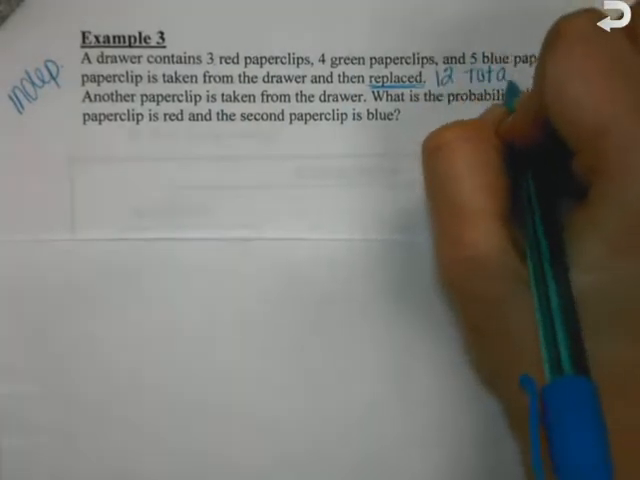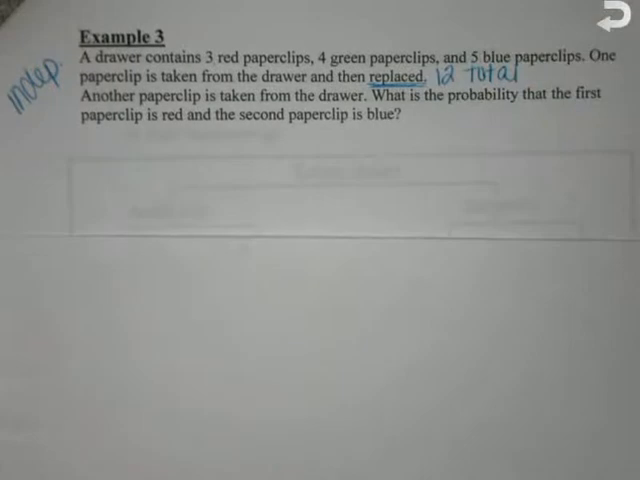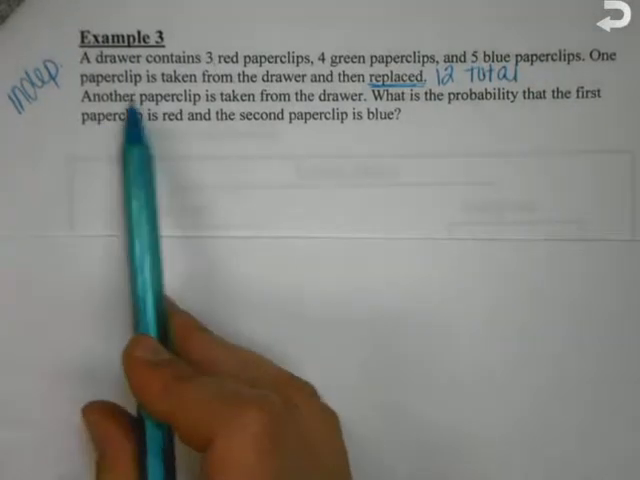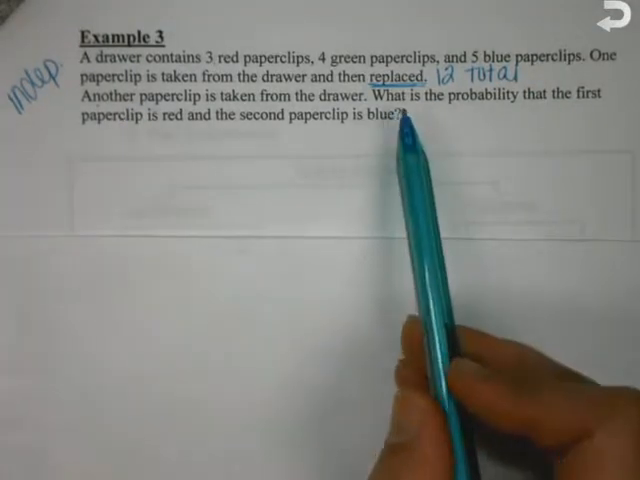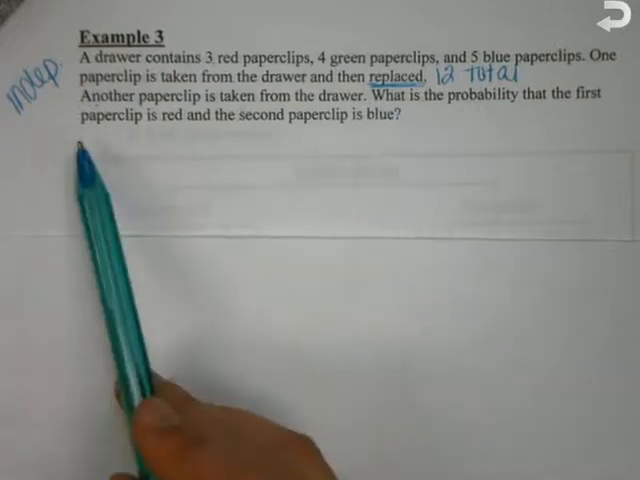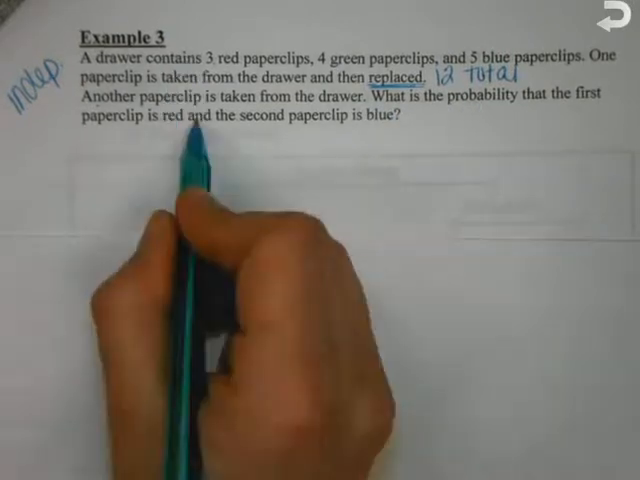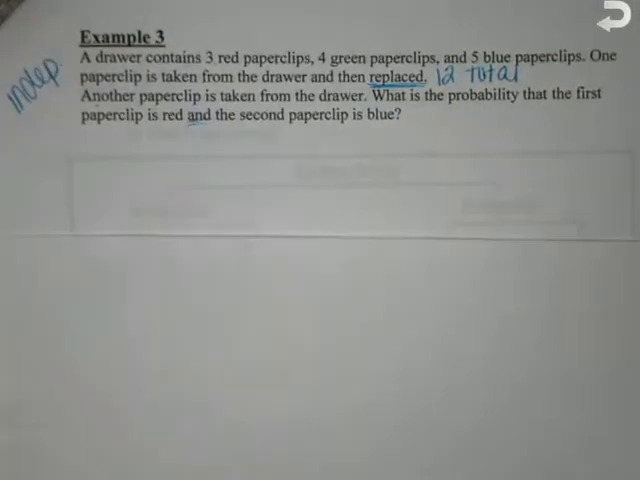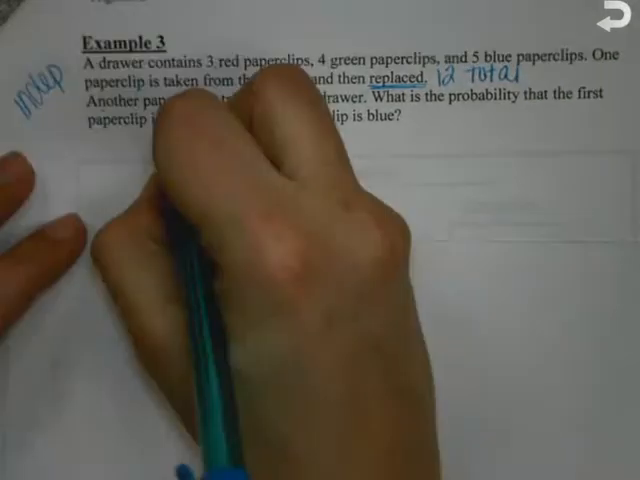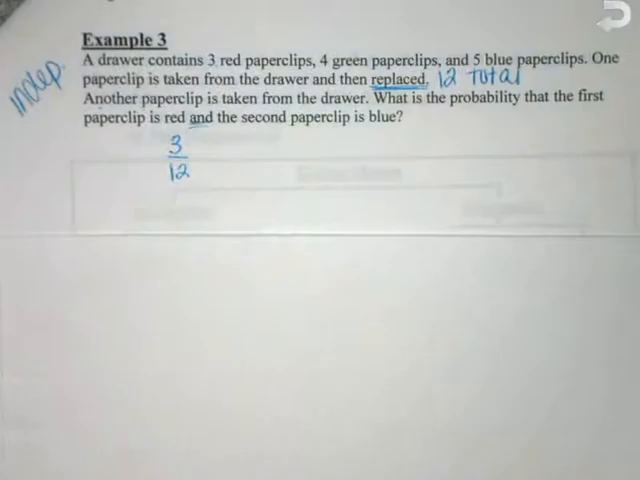I have 3, 4, and 5, so that's 12 total. Now here's the actual problem. Another paper clip is taken from the drawer after you replace the first one. What is the probability that the first is red and the second is blue? So first we need to look at what's the probability that my first paper clip is going to be red. 3 out of 12. The word is and, so I'm going to multiply.